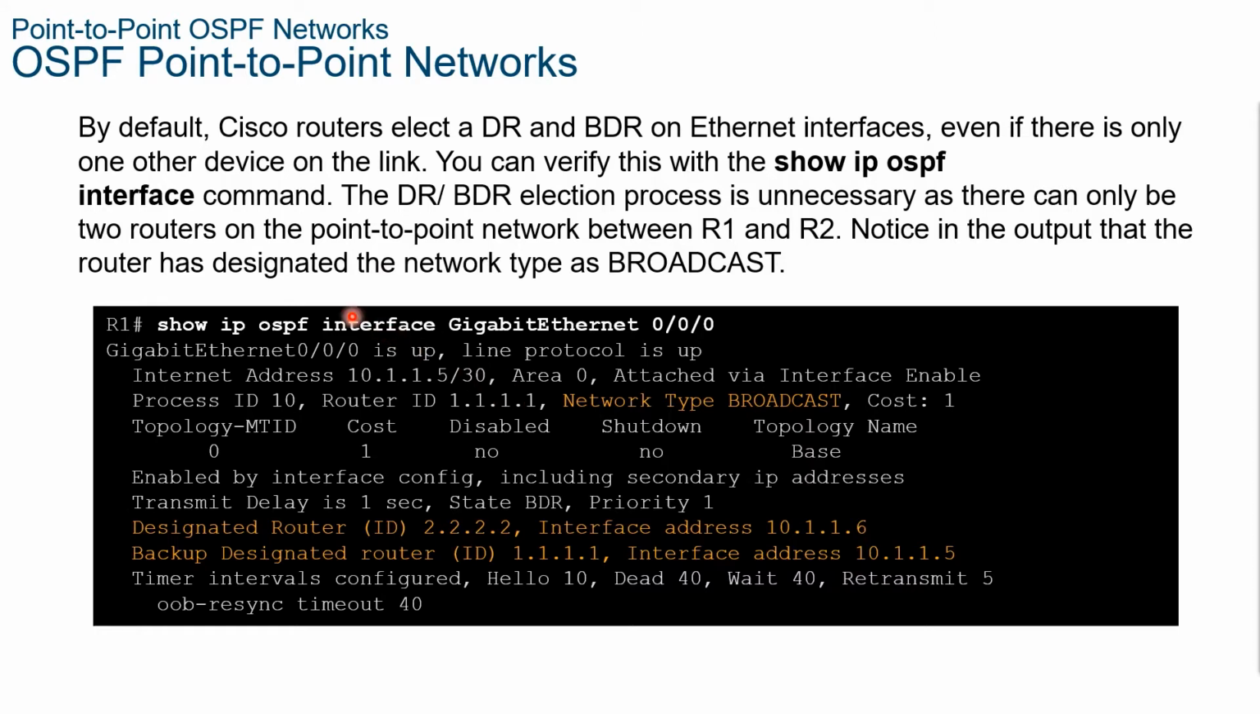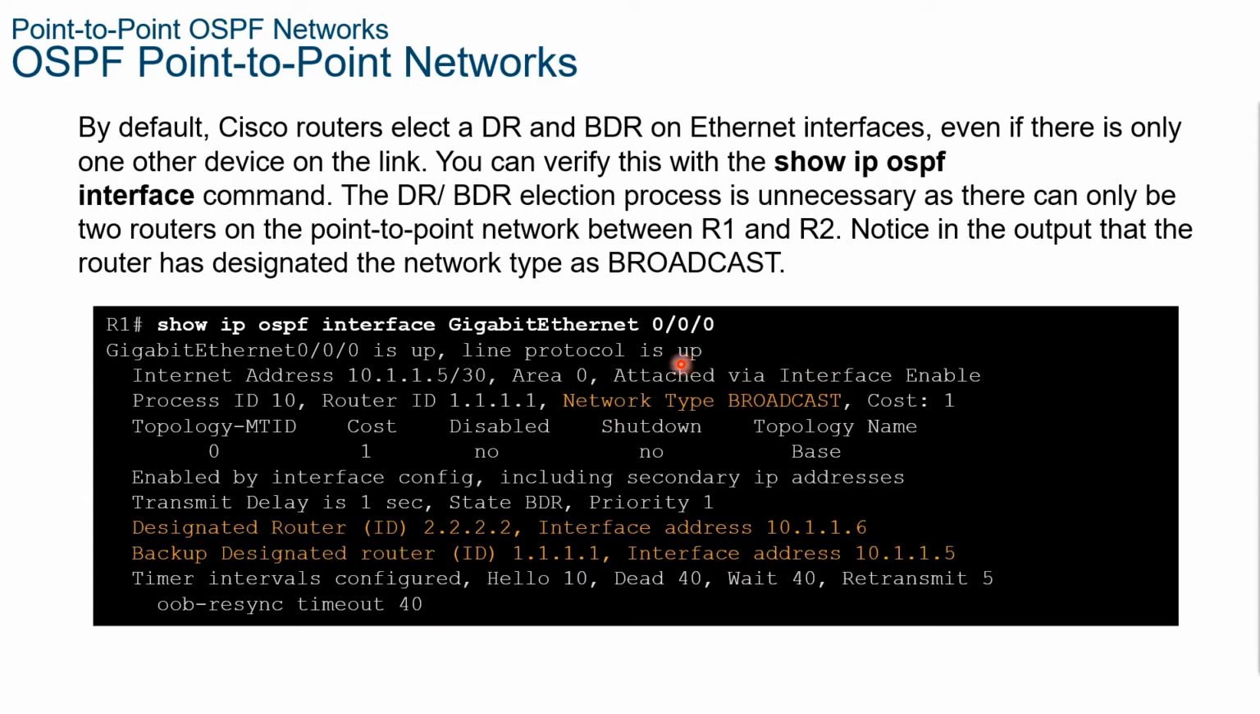Okay, so OSPF point-to-point networks. By default, Cisco routers elect a DR and BDR on Ethernet interfaces, even if there is only one other device on the link. You can verify this with a show ip ospf interface command, as shown here in the example for G0/0 of R1. As you can see, show ip ospf interface G0/0/0, the network type is broadcast.